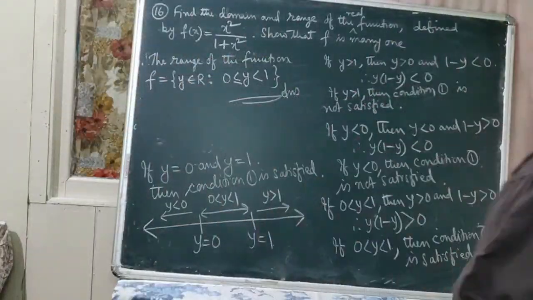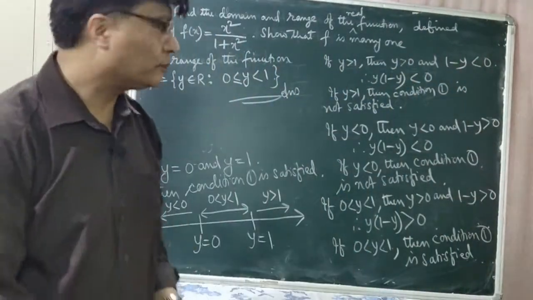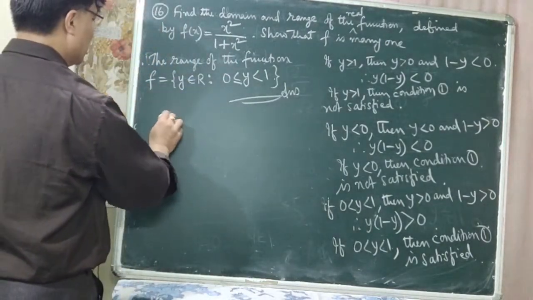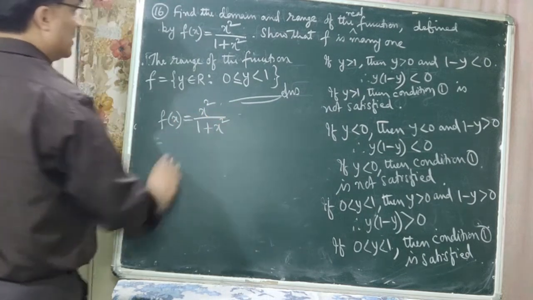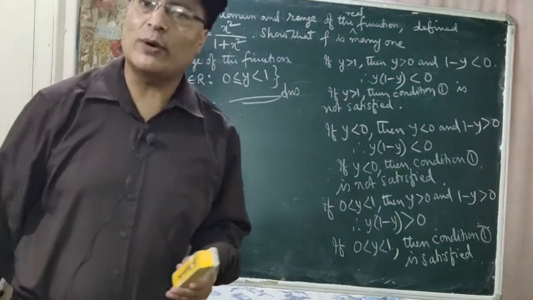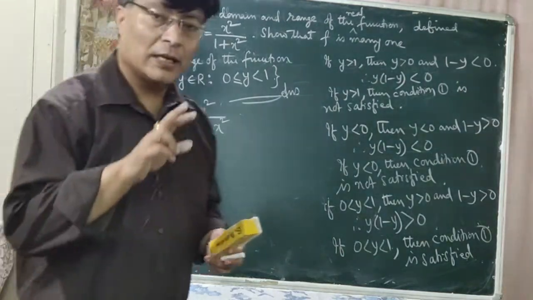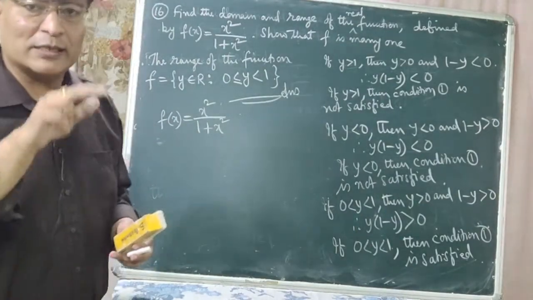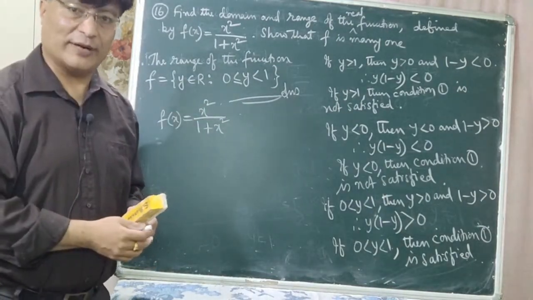Now we'll do the last part, that is, show that f is many one. So you have to prove that f is a many one function. What is the given function here? That is f of x is equal to x square upon 1 plus x square. Many one function means two or more elements in the domain have the same image in the codomain. That is your many one function, right?